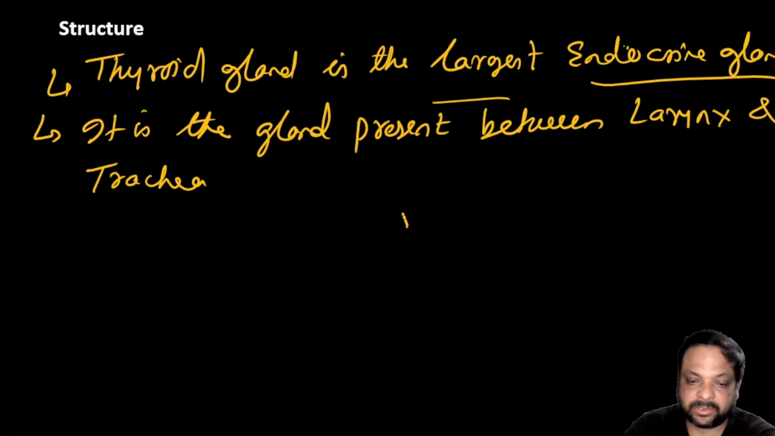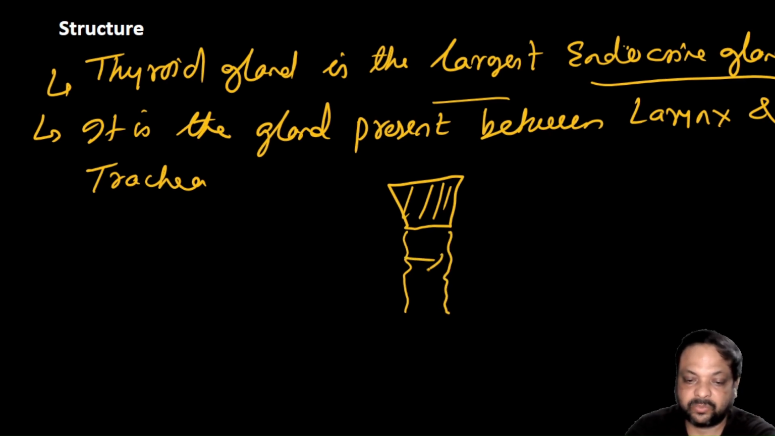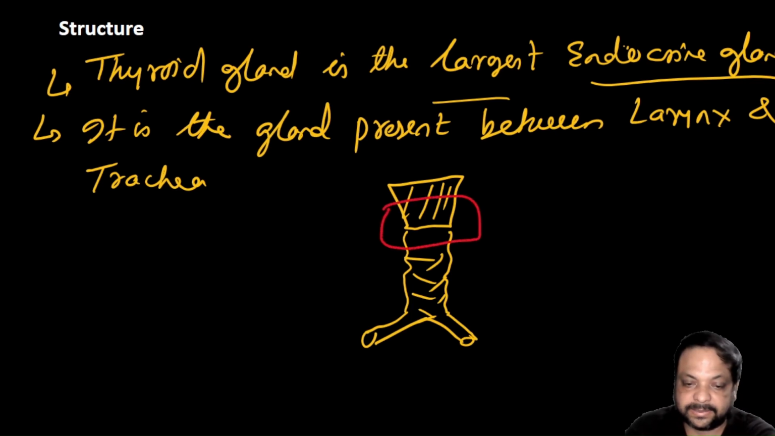Got it? Suppose this is the larynx part. And for example, this is the trachea part. This is the windpipe, the trachea part. So these are the bronchi present. Normally this endocrine gland is present between the larynx and trachea. So this is the thyroid gland. Got it? This is the thyroid gland.